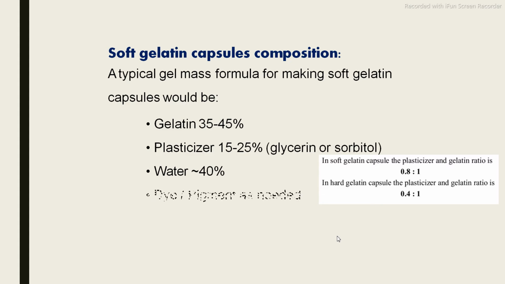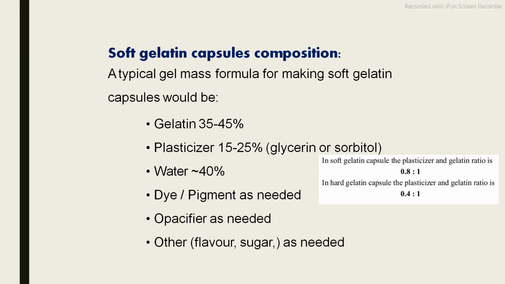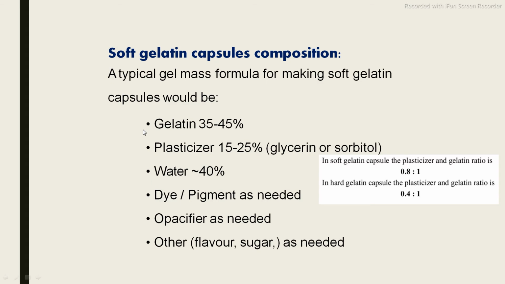Then water 40%, dyes or pigment as needed, opacifier as needed, and other flavorants, sugar as needed. So the main components of your soft gelatin capsules are gelatin, plasticizer, and water. And in case you want to improve the elegance of your soft gelatin capsule, then you can add the following ingredients, that is dyes, opacifier, flavoring agents, or sugar. But the three ingredients gelatin, plasticizer, and water are essential.